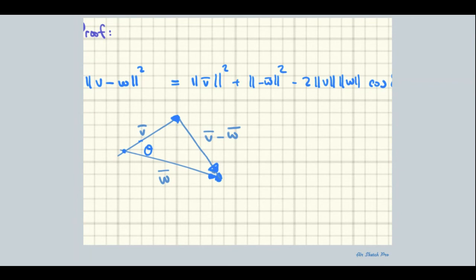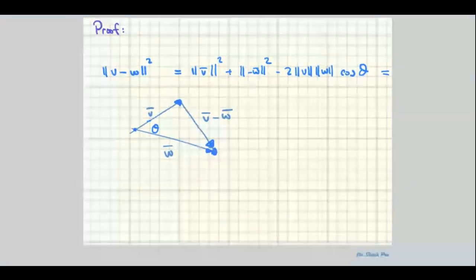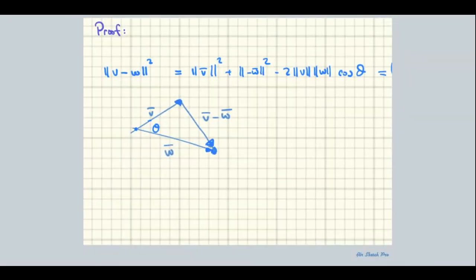And we also have to work with the law of cosines. Let me plop this in. Now, what does the law of cosines tell us in terms of theta here? The law of cosines tells me the length of the opposite side squared is equal to the length of the adjacent squared plus the other adjacent squared minus 2 times their lengths times the cosine of the angle between them. Here's the V W cosine theta. But now we also have from the earlier proof that the length of V minus W is given by the square root of the dot product of this vector V minus W with itself.